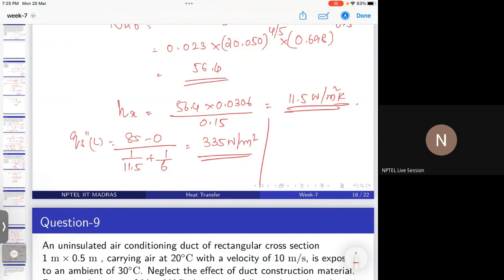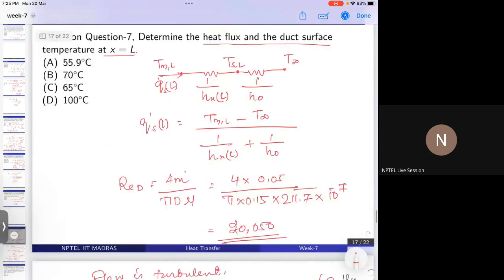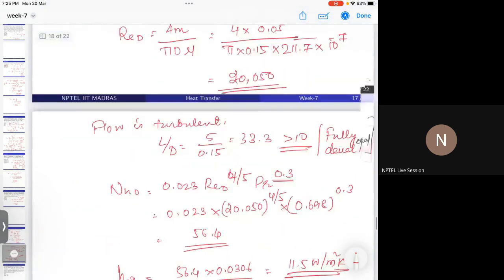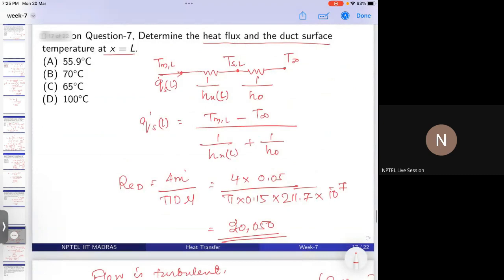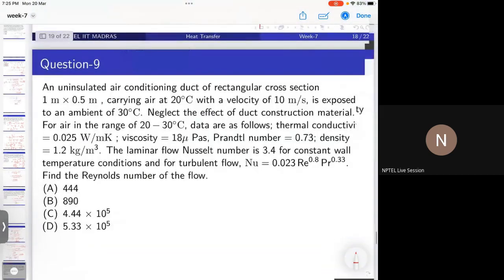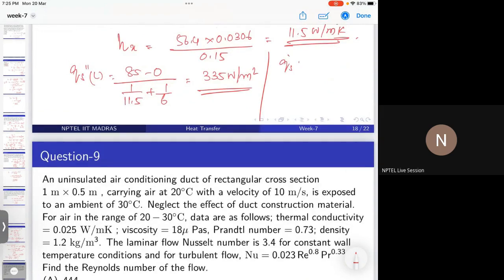So now you can easily find out what is the duct surface temperature, because this is a resistance network. We already found out what is the heat flow. So just use the equation, the same resistance network concept. The Q, this quantity we already found out. So Ts at the exit is equal to, it will be around 55.9 degrees Celsius. I hope this was clear.